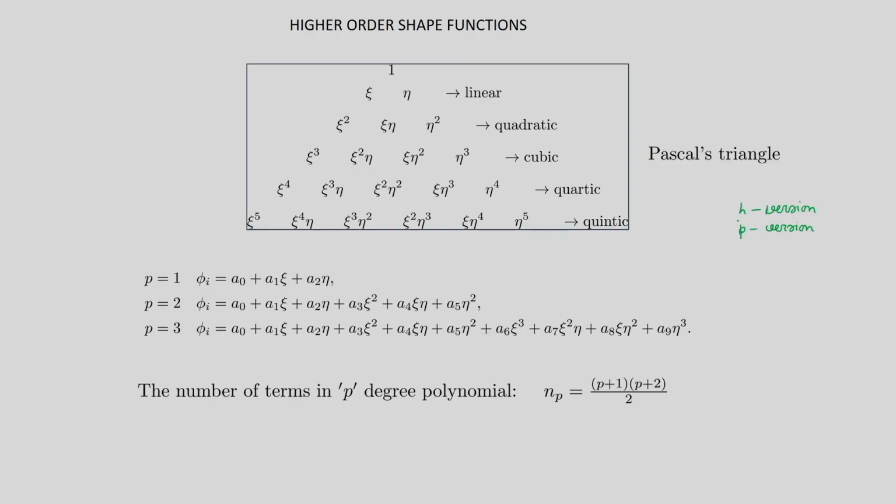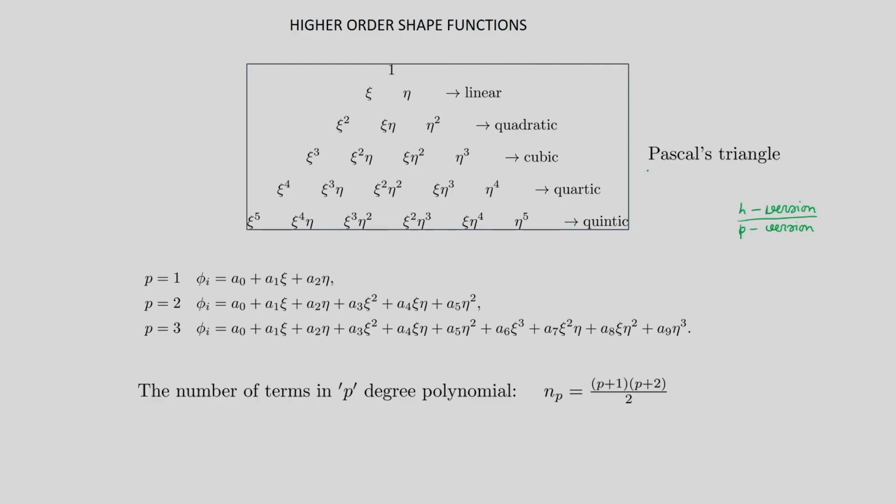So, in H version what do we do? We refine the elements, that is, we make the elements smaller and smaller, expecting that our approximate finite element solution will approach the exact solution as we refine the mesh. So, that is called the H version of finite element. Whereas, in P version of finite element, the degree of the shape functions is increased, expecting rapid convergence.